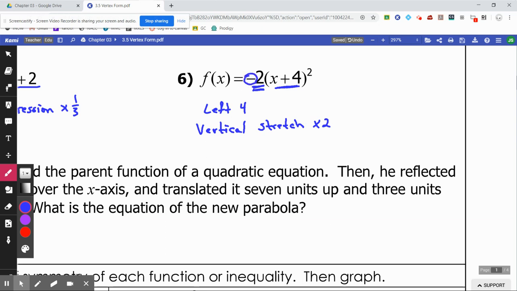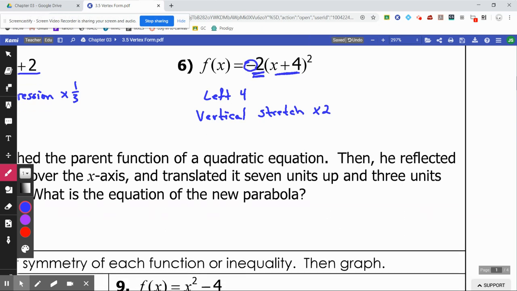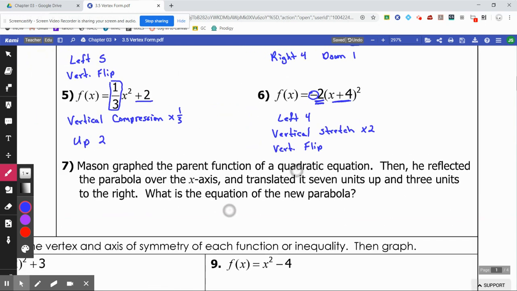Now, the negative is another transformation. The negative would flip it vertically. So that's going to be a vertical flip, which would flip it across the x-axis.